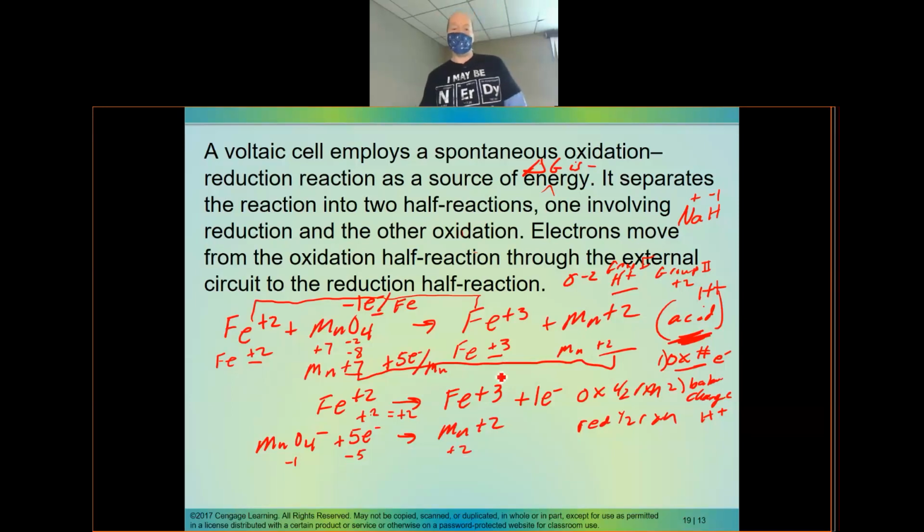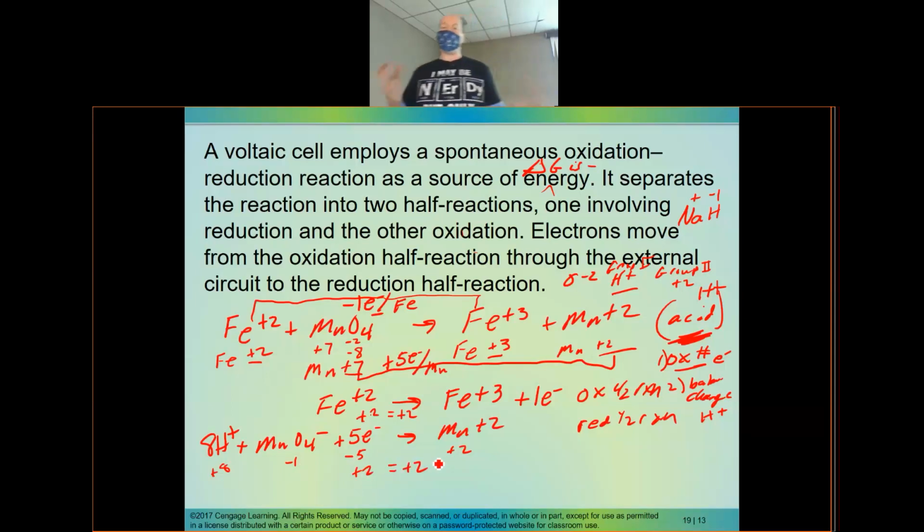All right, and so you have to add enough hydrogens. If I added 6 of them, I would be at 0. I need to add 8 of them to get to +2. So now I have a +8, and then -1 and a -5. So now I have a +2 on this side, which is equal to a +2.